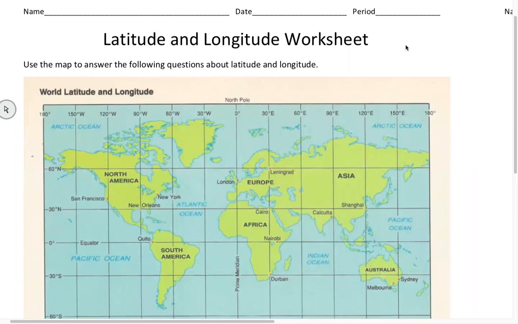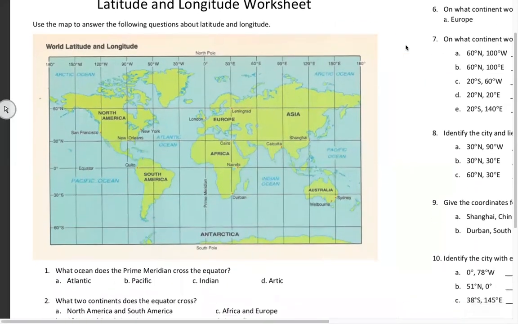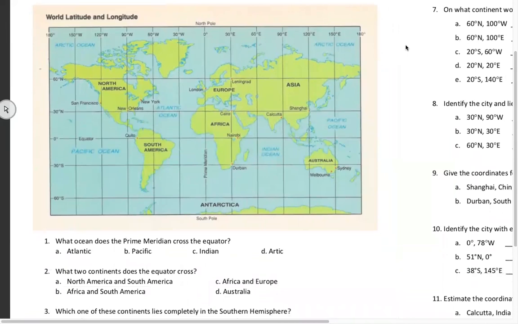All right, so this is the latitude and longitude worksheet. Okay, it seems a little strange to be in here, but it actually has a purpose. Okay? So let's try to answer these questions.